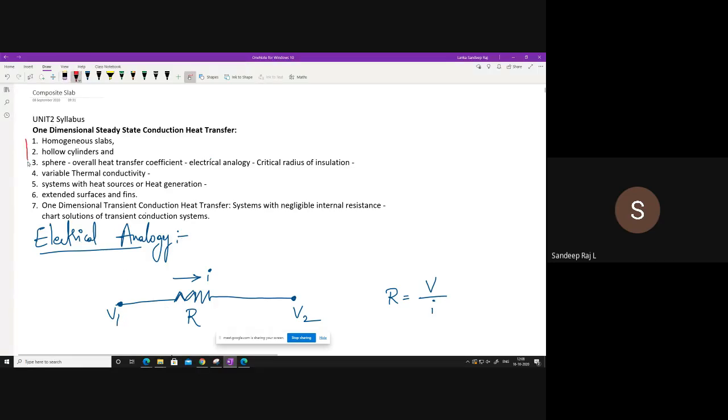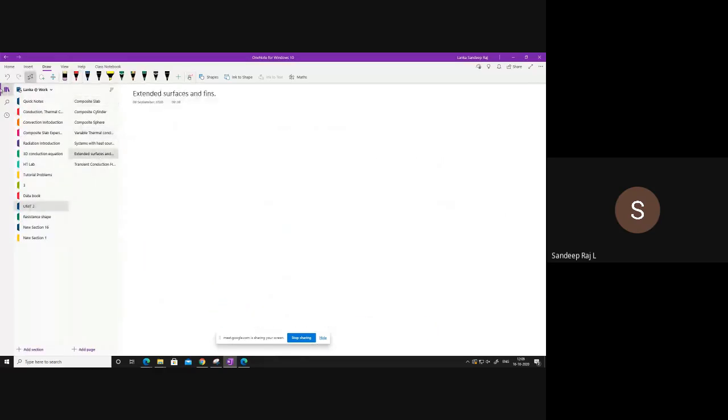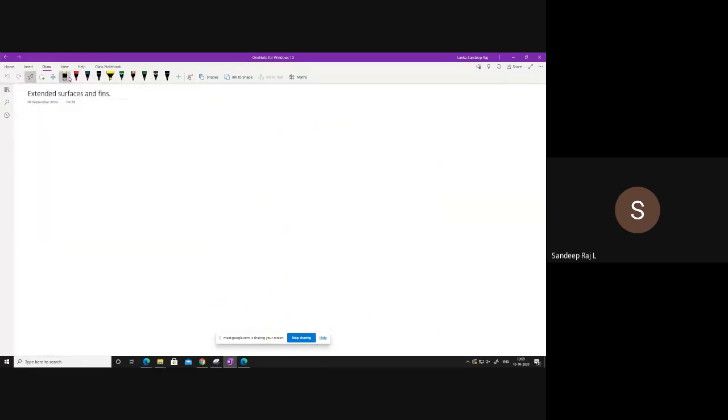See, we have completed these five topics in our unit 2. Today, we are going to start the sixth topic, that is extended surfaces and fins. Now, I am moving to the slide. So, here we are going to look at these extended surfaces or fins.